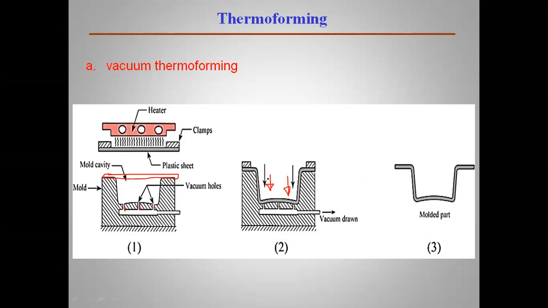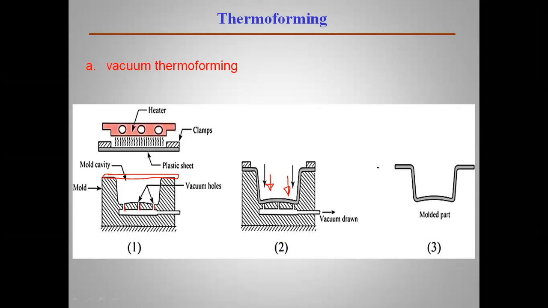So here is how the plastic is manufactured in vacuum thermoforming. The vacuum is drawn, and due to that the plastic hardens on the cold mold surface. The part is removed, and the extra remaining part can be trimmed. This is how the molded part is manufactured in vacuum thermoforming.